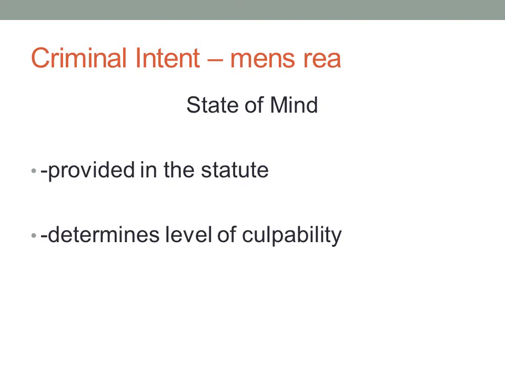And what the state of mind does, when we go through them, is determine what the level of culpability is. Basically, the responsibility, the accountability for the fault or the wrong. So say, for instance, a person is guilty of murder in the first degree when, with intent to cause death of another person. The question is, what intent?